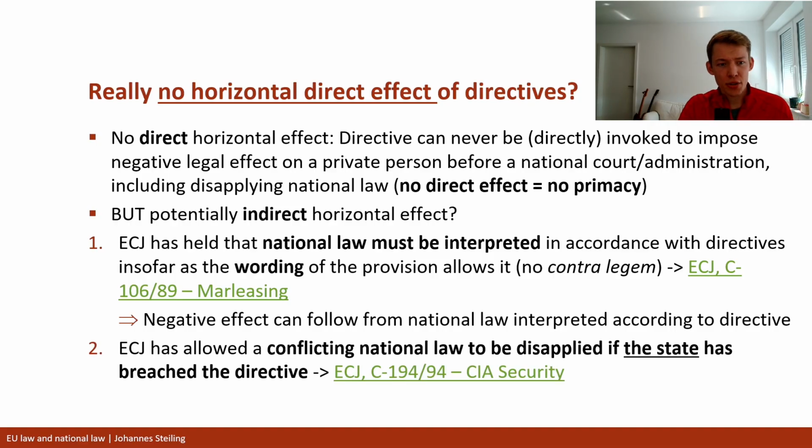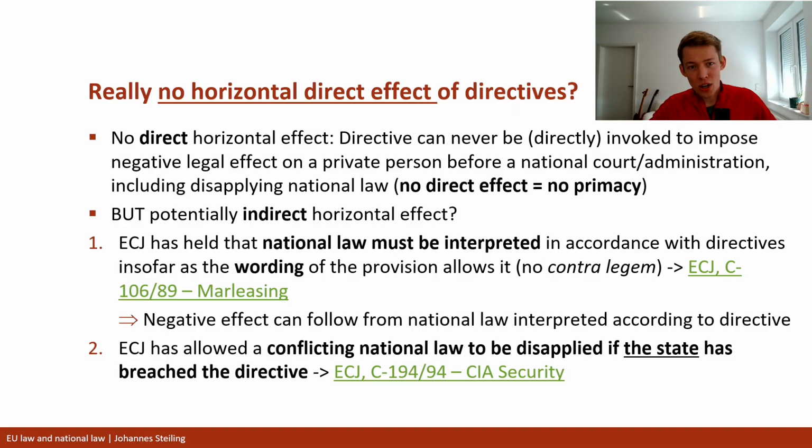This is CIA Security. And the ECJ doesn't say that it does horizontal direct effect. But this was a case, I will really broadly paraphrase it, where a company, I think it was again an Italian company, sued another company, a security company, and won by invoking a directive. So the national court directly applied a directive provision which hadn't been implemented into national law.